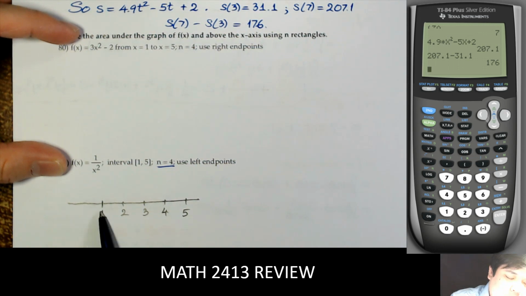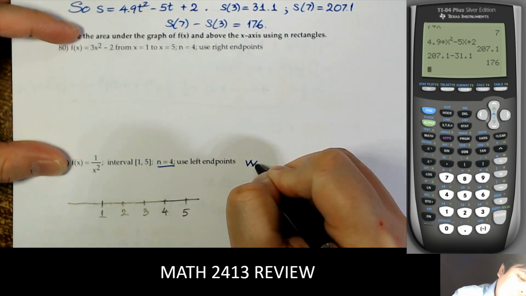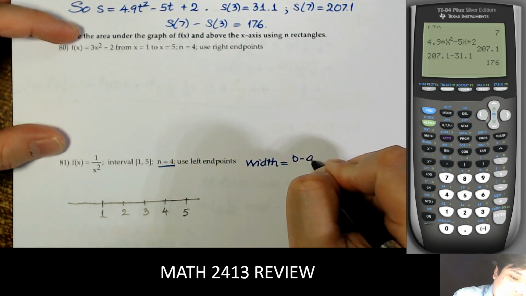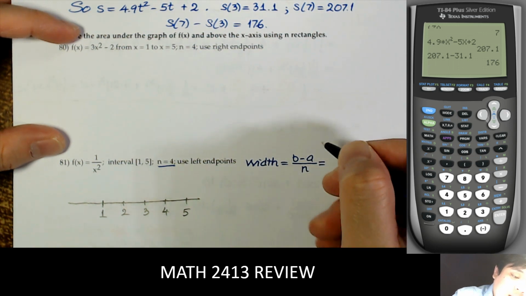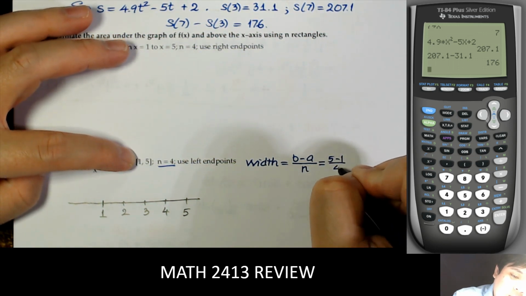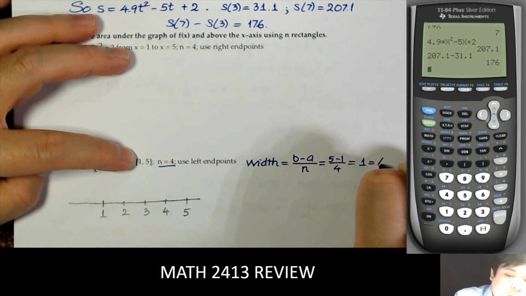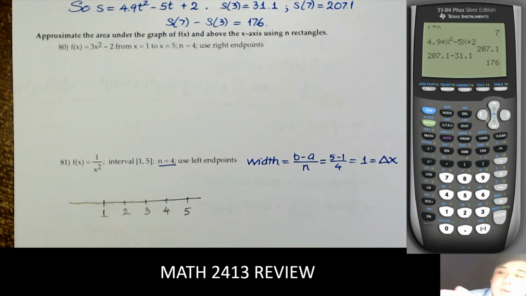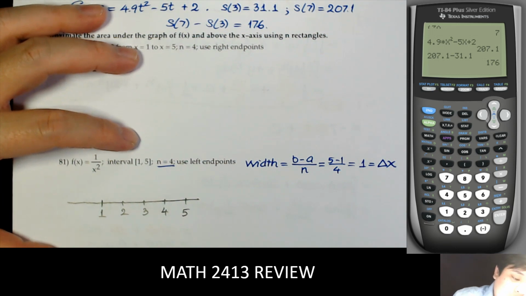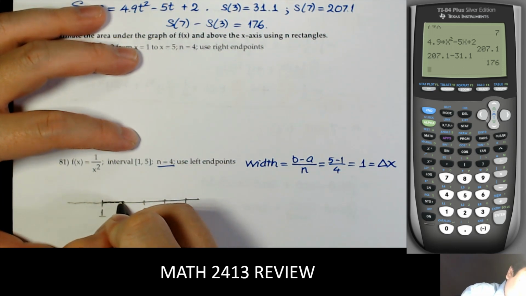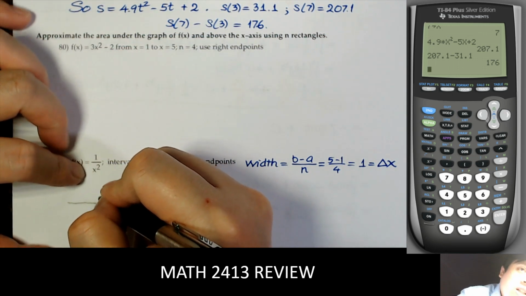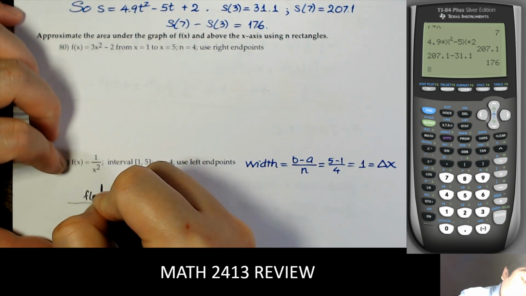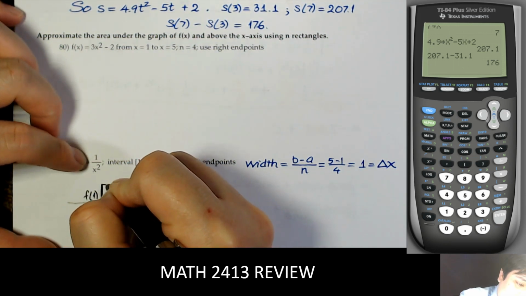Alright, so from 1 to 5, if you want to find the width, it's going to be b minus a over n, and we have 5 minus 1 divided by 4, so the width of one rectangle is 1, and we use delta x for the width. Right. So the width is 1: 1 to 2, 2 to 3, 3 to 4, 4 to 5, and for each one of them, for the first one, we use the left-hand endpoint, and then we calculate the height, which is the value of the function at the left-hand endpoint, which is f of 1. That gives us a rectangle.